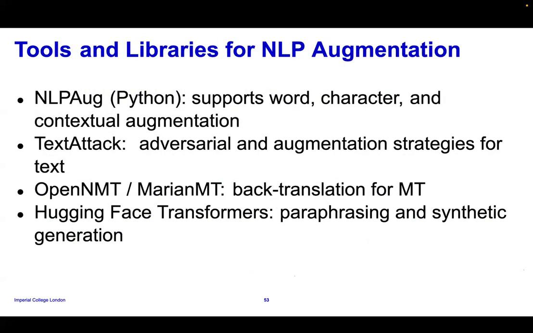Yeah, so that's it. And for machine translation, for NLP data augmentation, we have different kinds of libraries: NLP text attack, OpenMT, Hugging Face, and so on, that can use models for doing paraphrasing and synthetic data generation. All these approaches can be used to create more datasets.